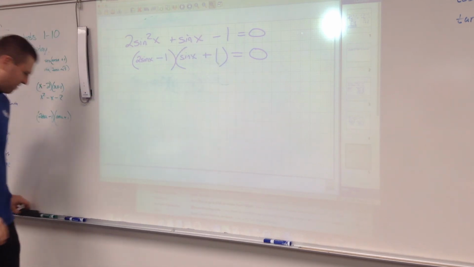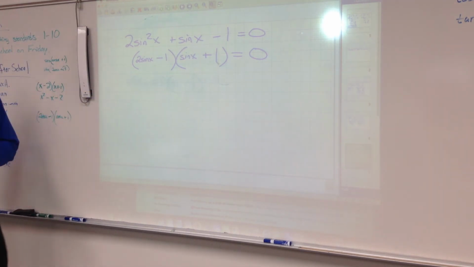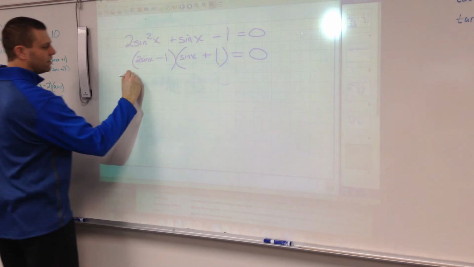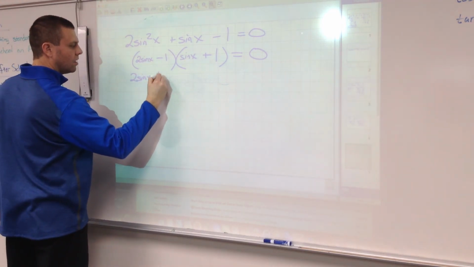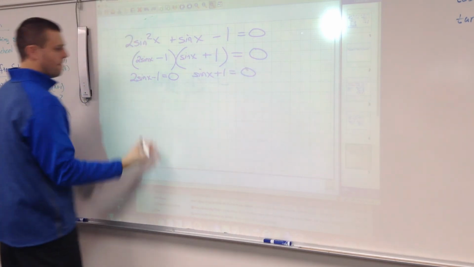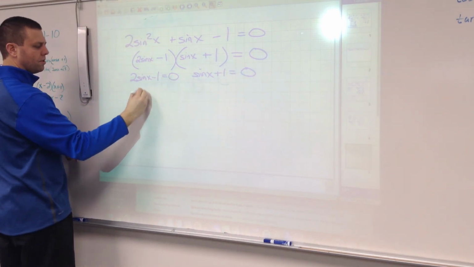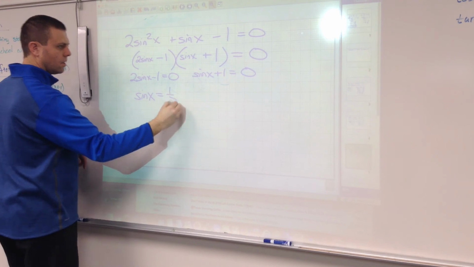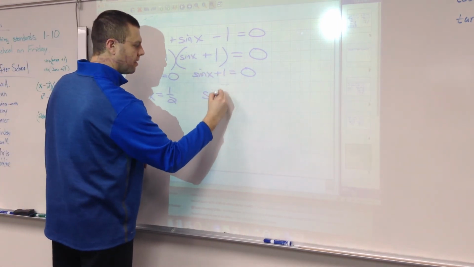Now what do you do with both factors? Set them equal to 0. Add 1, divide by 2. Subtract 1.